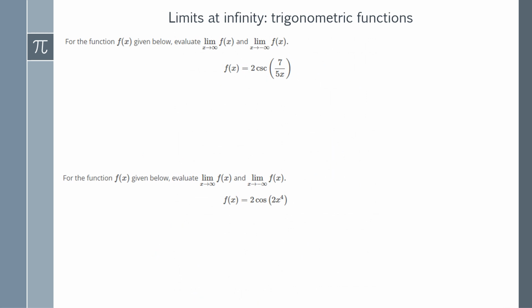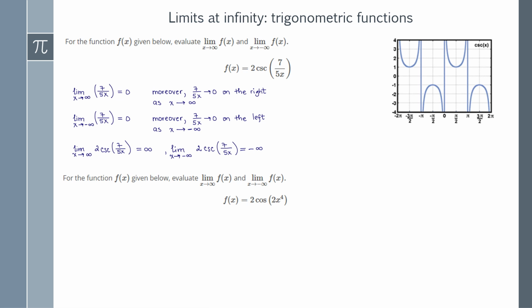All right, so now that we've had our quick review of trig functions, let's go ahead and compute limits at infinity of some of the trigonometric functions. Here we are asked to compute the limit of f of x as x goes to positive infinity and negative infinity of the function 2 cosecant of 7 over 5x. So how do we solve this problem?